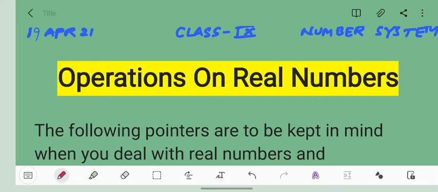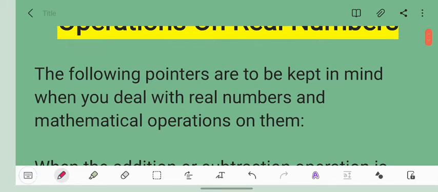Good morning, children. The next topic in number system is operations on real numbers. And before we start this topic, let us do a quick recap regarding the properties of real numbers. The following pointers are to be kept in mind when you deal with real numbers and mathematical operations on them.